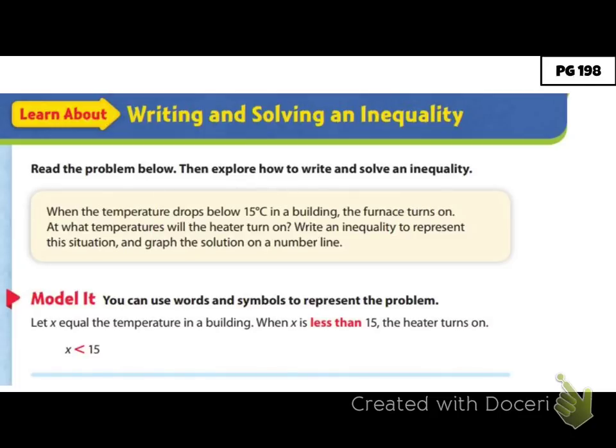So for the first model, it says you can use words and symbols to represent the problem. So it tells us let x equal the temperature in the building, so that would be whatever temperature it is. It says when x is less than 15. So just like on the previous page, when it says less than, we're using the less than sign, and it would be x is less than 15 when the heater turns on.